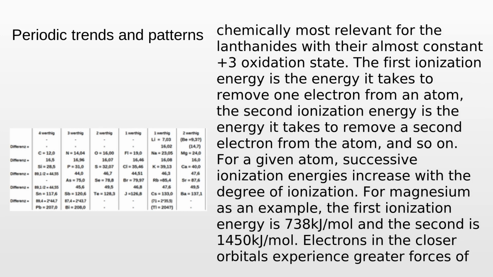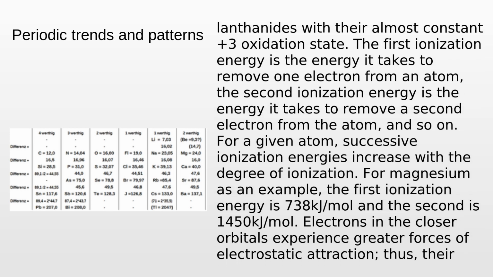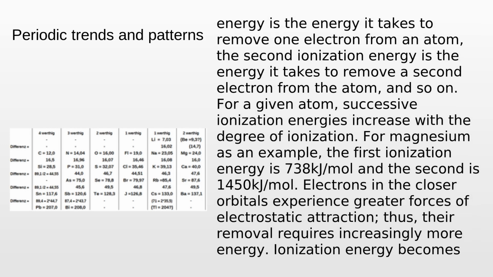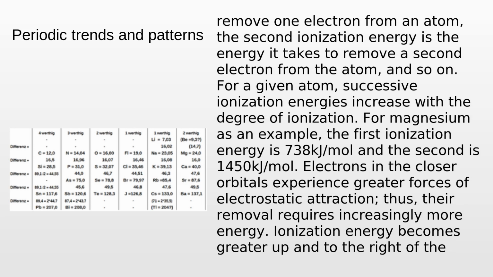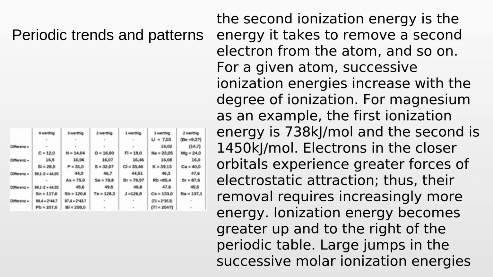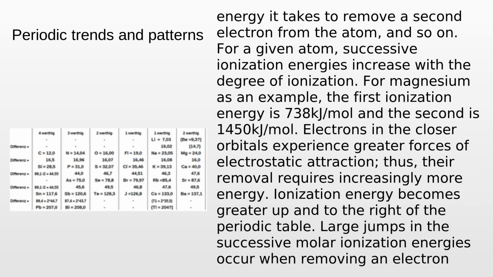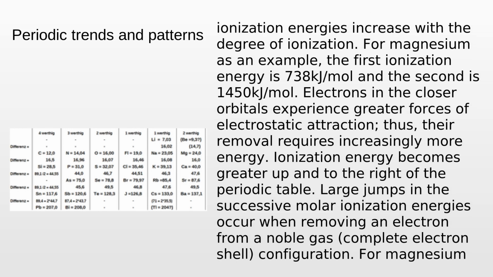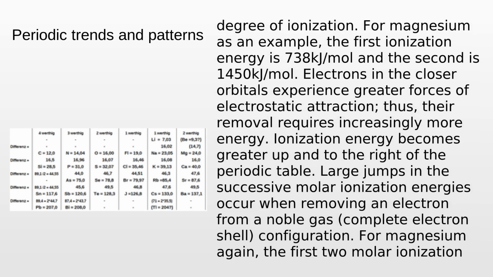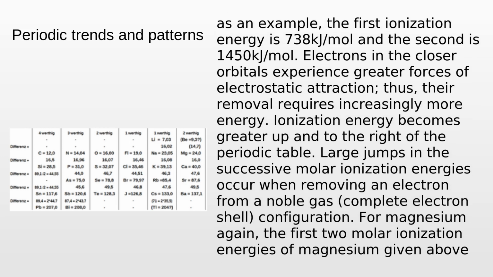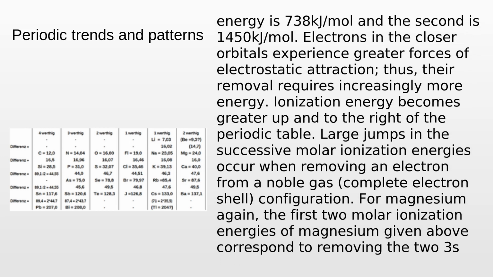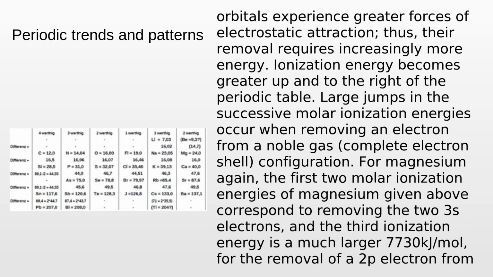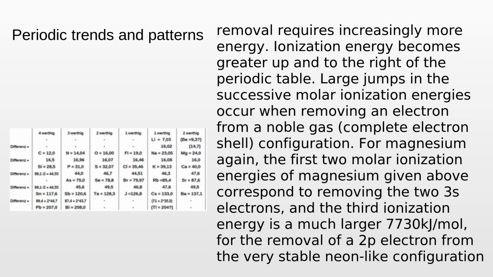The first ionization energy is the energy it takes to remove one electron from an atom. The second ionization energy is the energy it takes to remove a second electron from the atom, and so on. For a given atom, successive ionization energies increase with the degree of ionization. For magnesium as an example, the first ionization energy is 738 kJ per mole and the second is 1450 kJ per mole. Electrons in the closer orbitals experience greater forces of electrostatic attraction. Thus, their removal requires increasingly more energy.